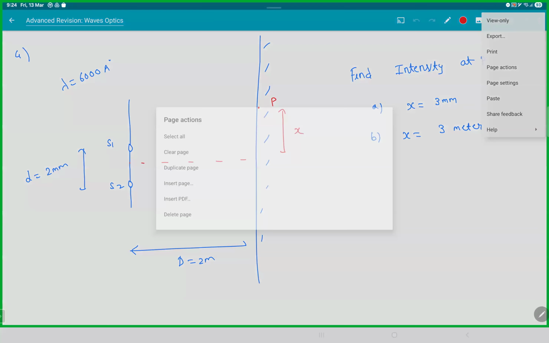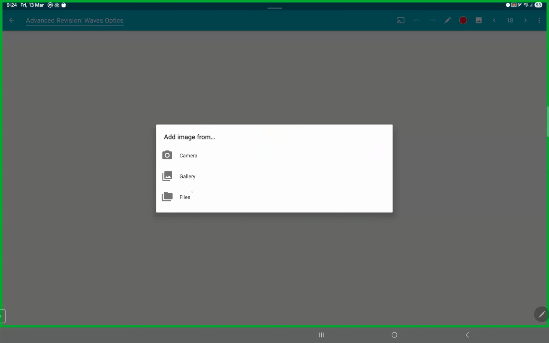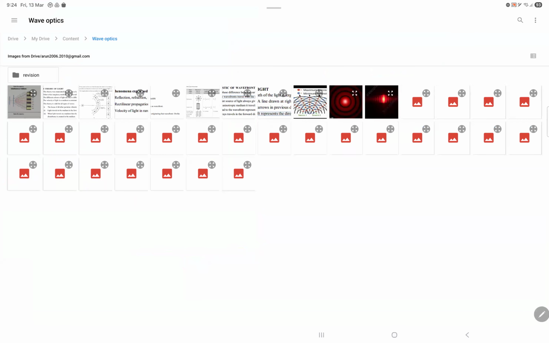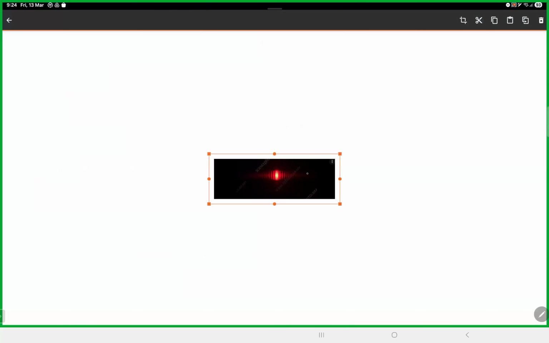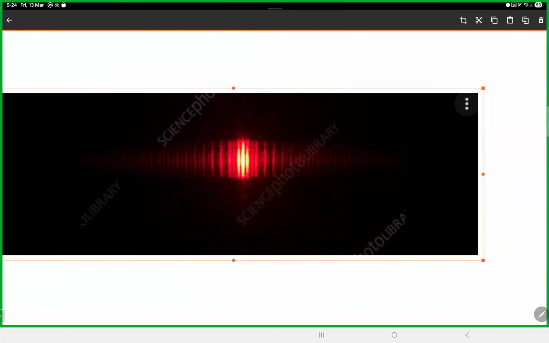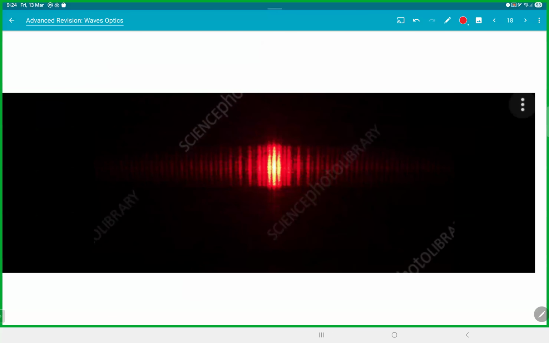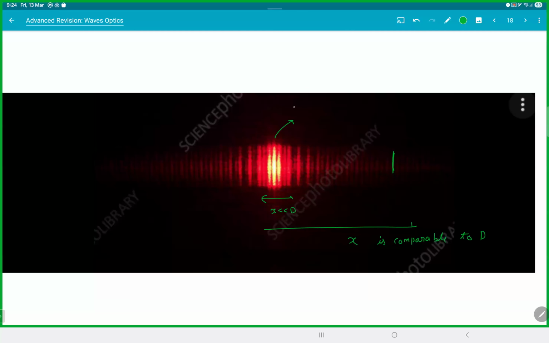In case you remember, this is how the fringe pattern will look. This is a vertical thing, I'm showing you horizontal. This is how the fringes will actually look on a screen. Can you see here, the fringes are uniform. So this is a distance where x is much, much less than D. If you go here, x is comparable to D. Here the fringes are equidistant. If you go very far, fringes will spread out.